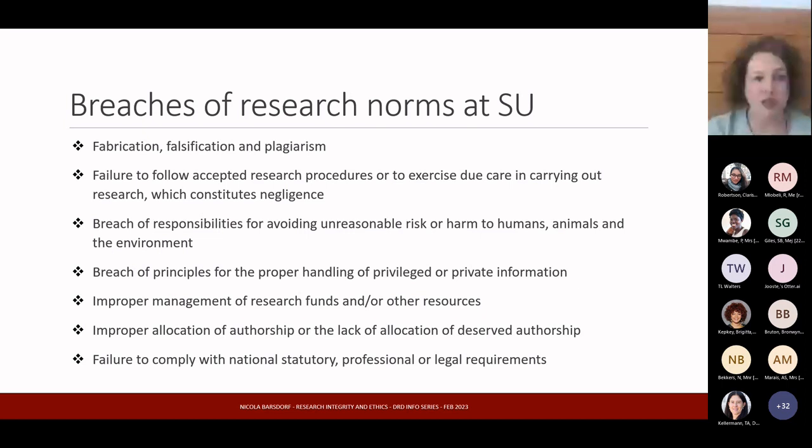So these would include failing to follow accepted research procedures, breach of responsibilities for avoiding harm, breach of principles for handling private or privileged information, improper management of research funds or other resources, improper allocation of authorship, and in general, a failure to comply with national, statutory, professional, or legal requirements.